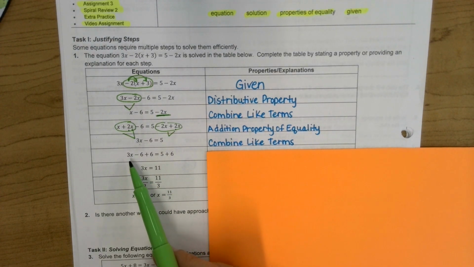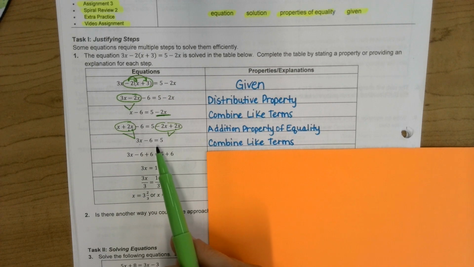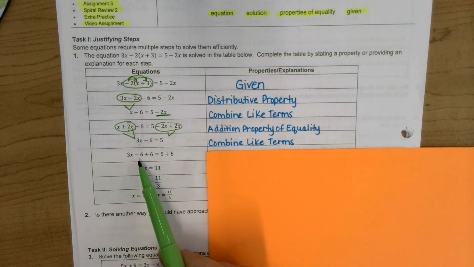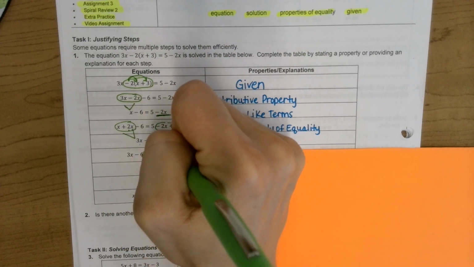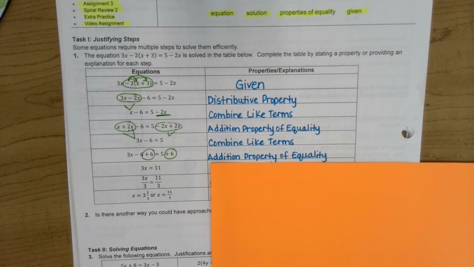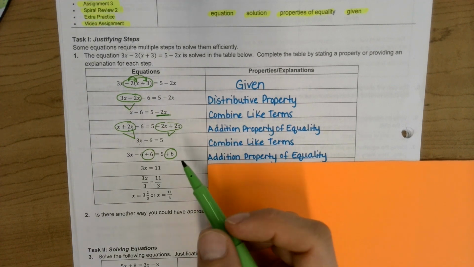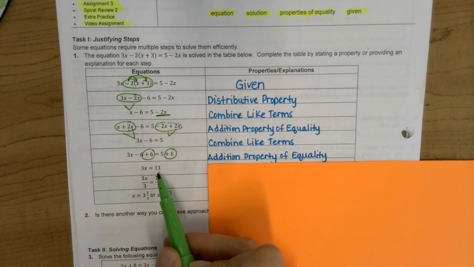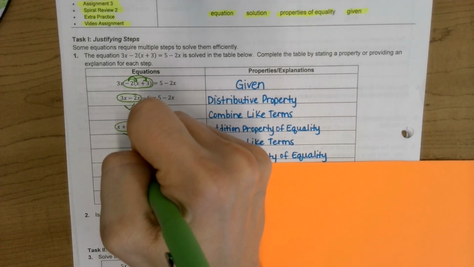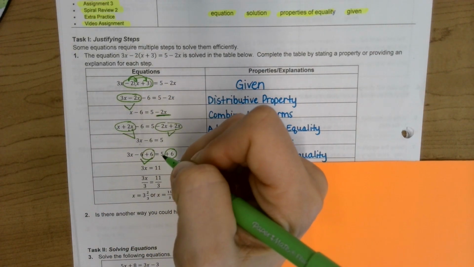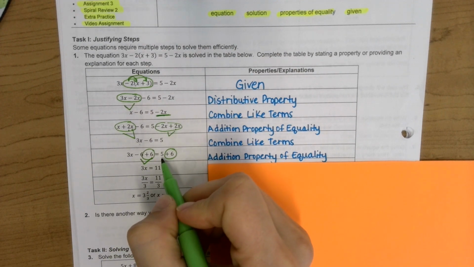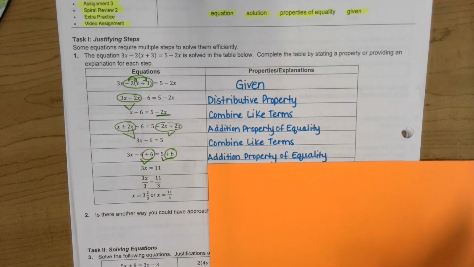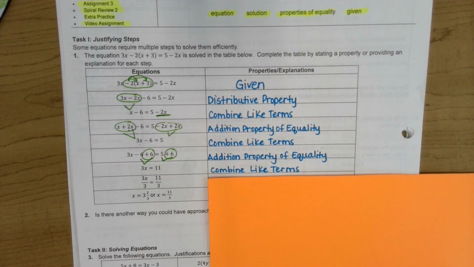All right. Then from 3x minus 6 equals 5, we now have 3x minus 6 plus 6 equals 5 plus 6. So I see they're adding 6 to both sides, which is the addition property of equality. And then they just got 3x equals 11. So I see that they combined those like terms. Negative 6 plus 6 equals 0. So you're just left with 3x. And then 5 plus 6 equals 11. So they combined like terms.